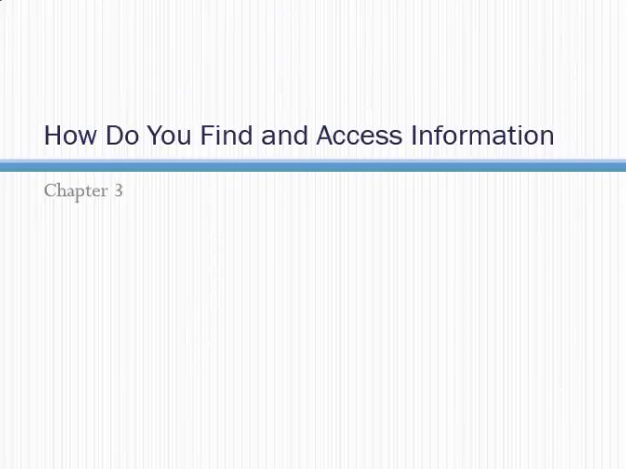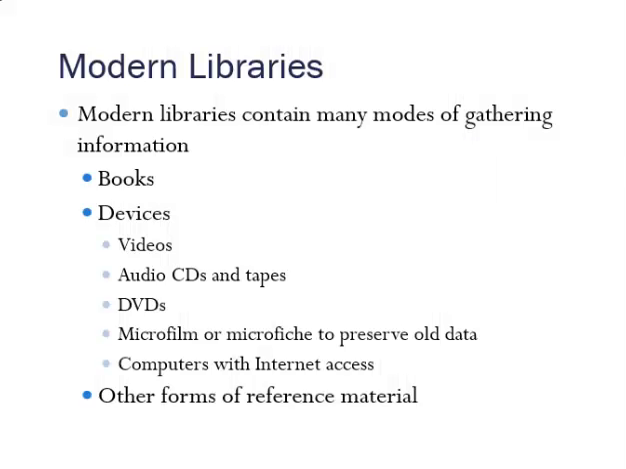Chapter 3 deals with how to access information. And of course, the traditional way to access information has always been in a library. And we're going to discuss libraries, modern libraries, libraries that have multimedia and electronic communications as well. And of course, we are going to be discussing digital sources such as the internet. First, let's go through libraries.